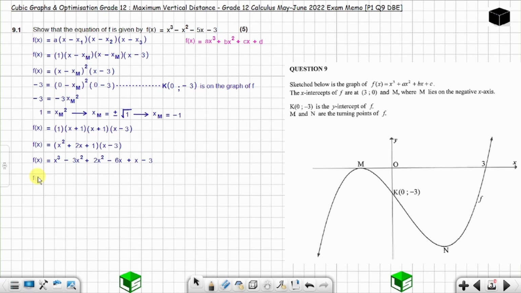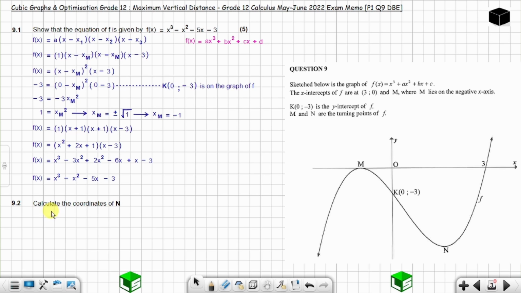Okay, f of x is equal to x cubed. These are like terms, right? Negative 3x squared plus 2x squared, which is negative x squared. These are like terms, negative 6x plus x, which is negative 5x. And then minus 3. Okay, so you can see f of x is equal to this. We have proved that f of x is equal to this. Okay, now let's move on to question 9.2.